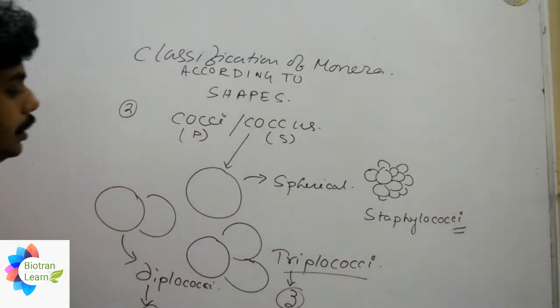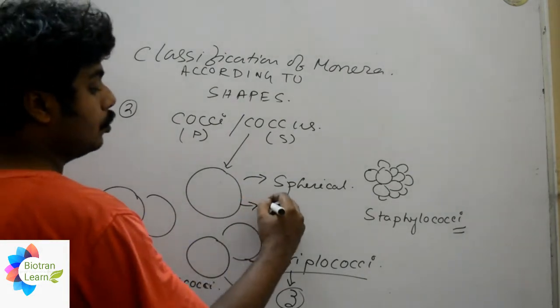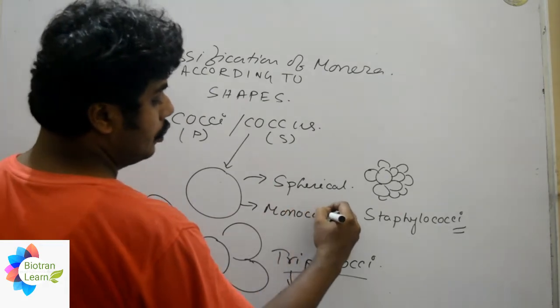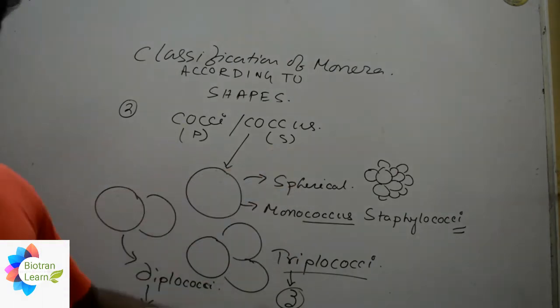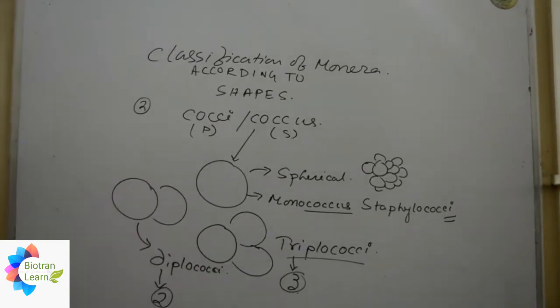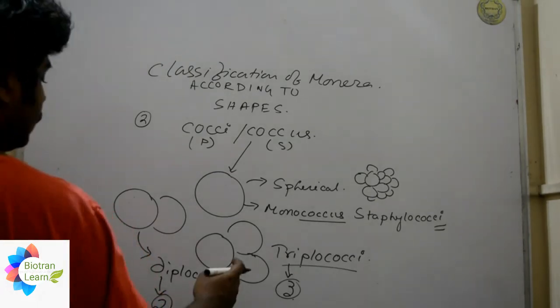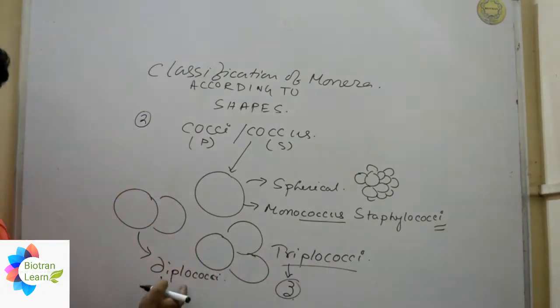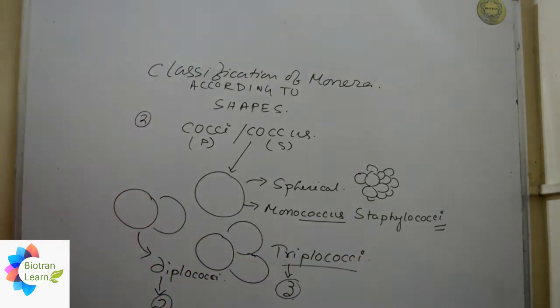Right. So there is a single coccus known as monococcus. This will be monococcus. I have written coccus here. Coccus means it's a single one, a single bacterium, right? And in case of the other two, these are triplococci and diplococci, right? And that is staphylococci. So what could be the examples of this one?